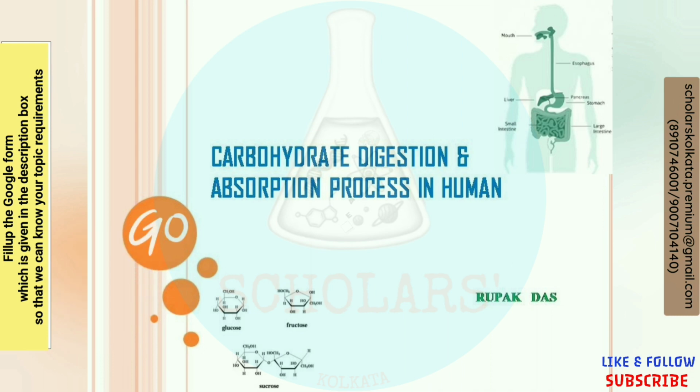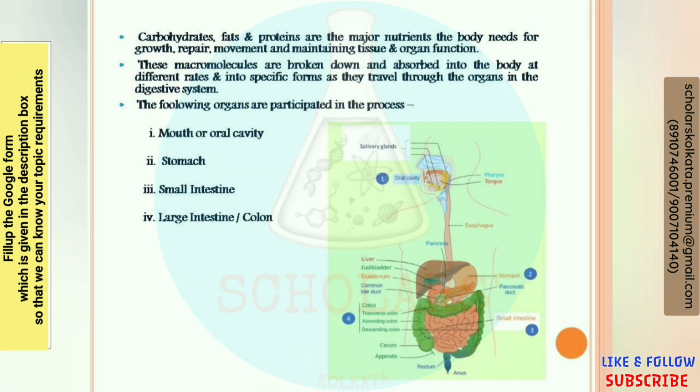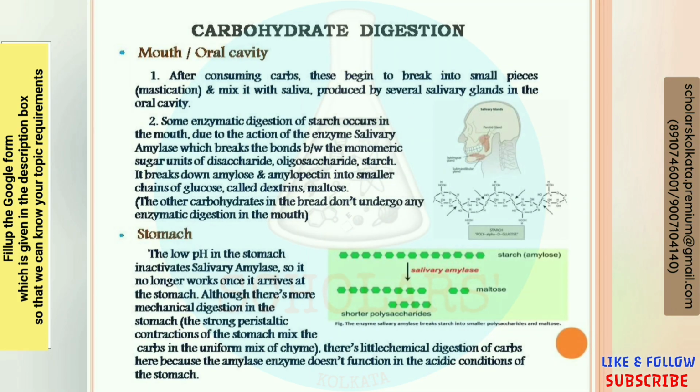So let's begin. At first we will discuss the organs that participate in this whole digestion process in humans. First, the mouth or oral cavity has a vital role in this whole process, because the mouth is the particular organ that helps to take food inside our body, so that the other organs can participate in this whole process. The other organs are the stomach, small intestine, and large intestine, as you can see on the screen. So let's discuss the whole process in an elaborate manner.